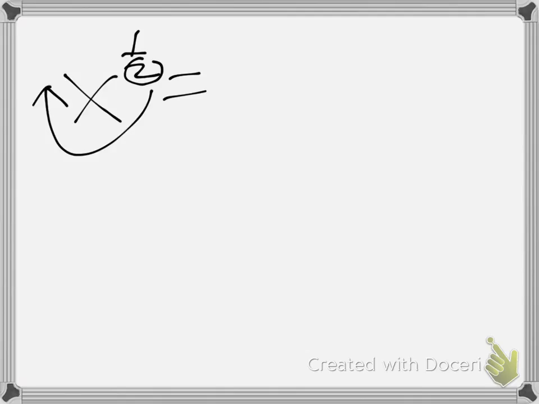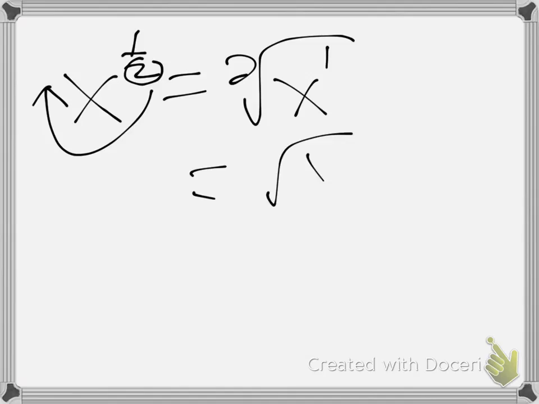It swings around into the hook, and the x to the 1 just stays x to the 1. That doesn't go anywhere, right? The top numerator power just stays put. The bottom swings around into the hook. So it's 2 root of x to the 1. Can we write that more simply? Square root of x. It's just root x. The 2 is understood, and the 1 is understood.